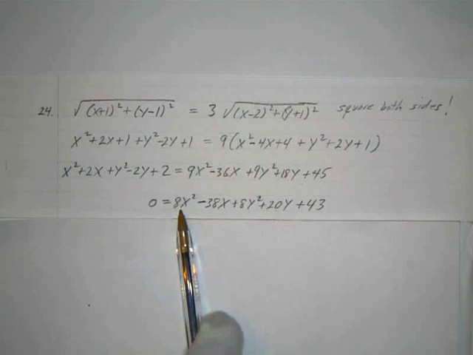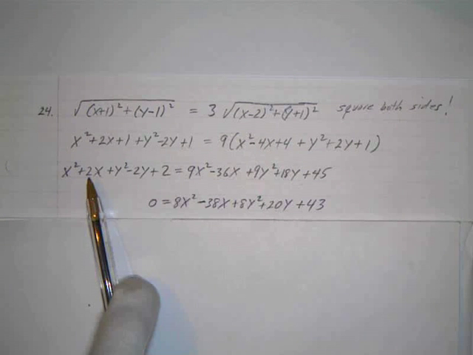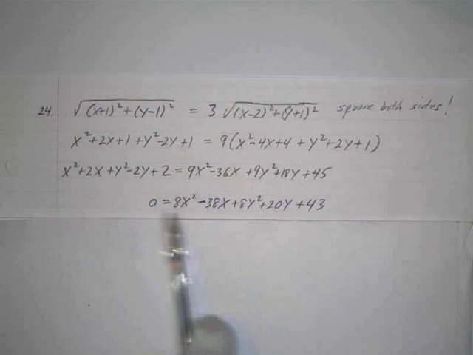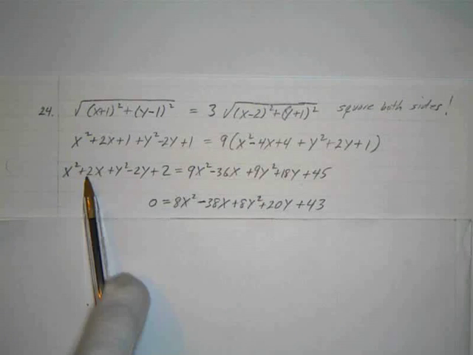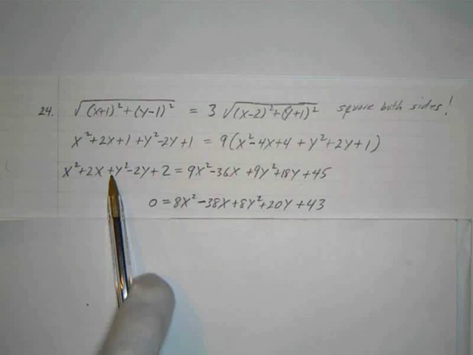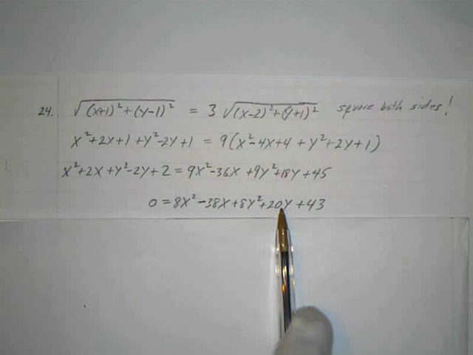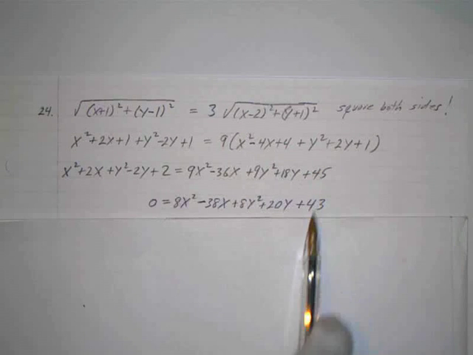So I subtracted x squared from both sides. So I made 9x squared. I'm sorry, 9x squared minus x squared is 8x squared, pardon me. And then I got negative 36, and minus 2 is negative 38. Minus y squared, that's 8y squared. Add 2y, that's 20y. And then subtract 2, so 45 minus 2 is 43.